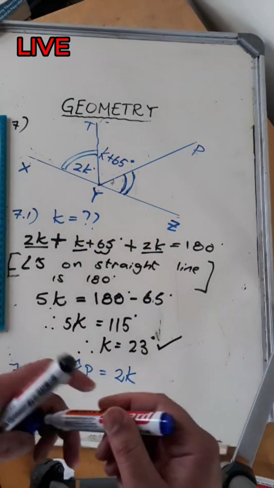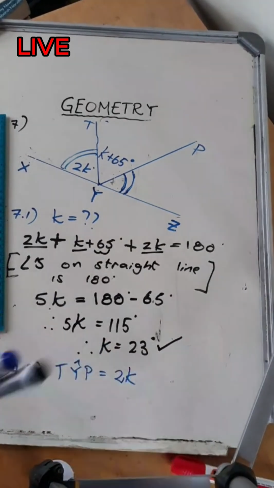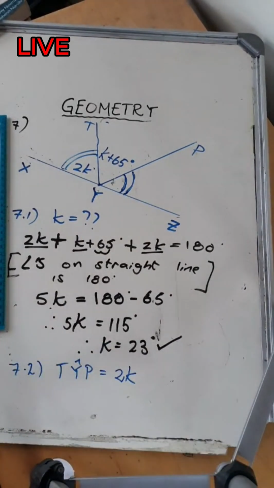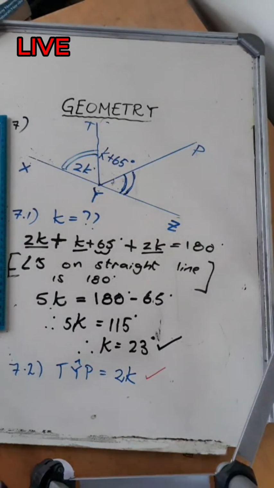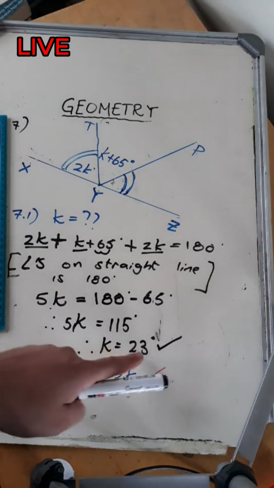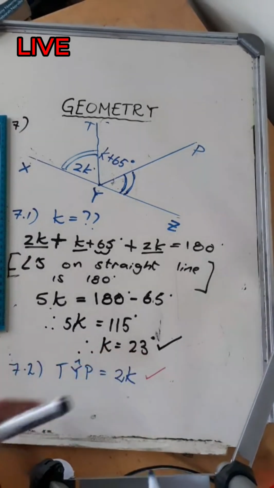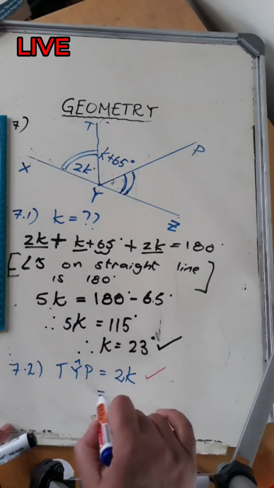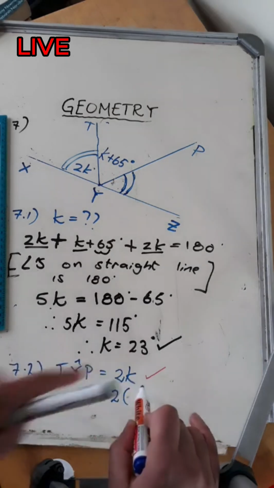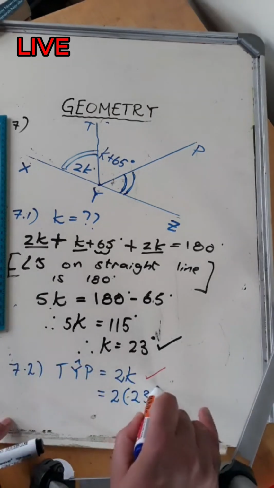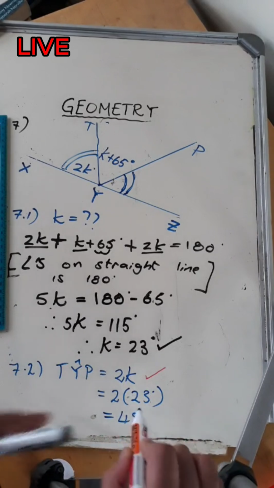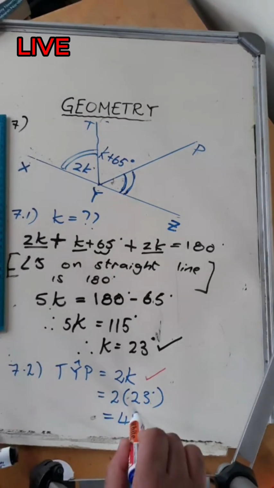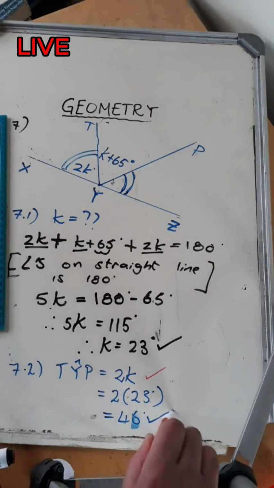But this is not your final answer. You will get maybe 1 mark here, but that's not your final answer, because in the previous question you calculated the k value, which was 23. So it's going to be 2 open bracket 23 degrees. So that means your final answer is going to be not 48, it's going to be 46 degrees, and this here is your final answer.